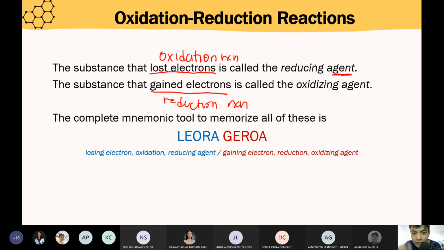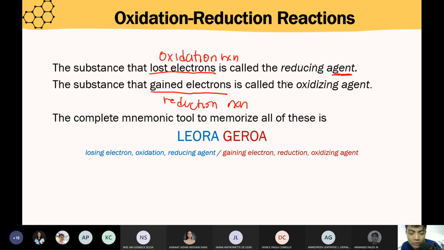Kumbaga, tinutulungan niya yung kabilang reaction kasi, how do you think oxidation reaction helps the other reaction? It gives the electron to that, okay? Kasi nalulose nga yung electron niya eh. So, saan mapupunta electrons? E di sa kanya. So, tinutulungan niya yung kabila. That's why it is called reducing agent. Kasi, ang tinutulungan niya ay yung reduction.